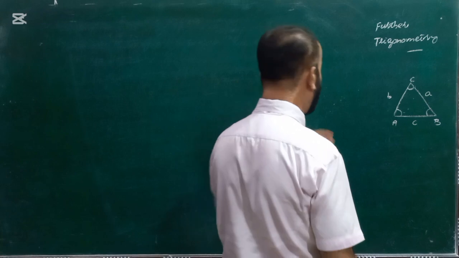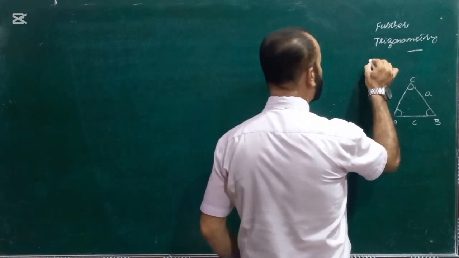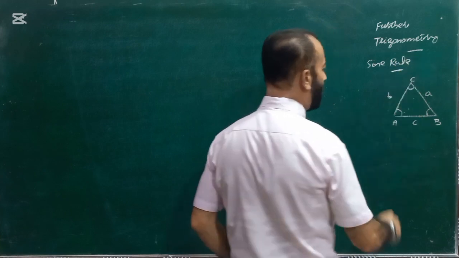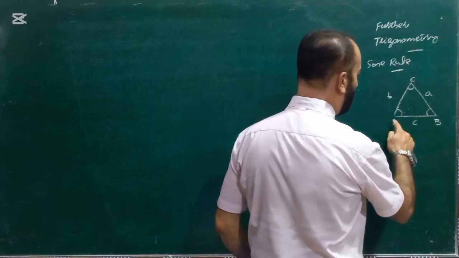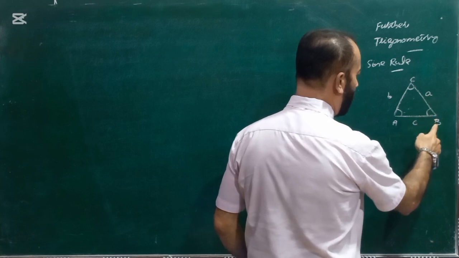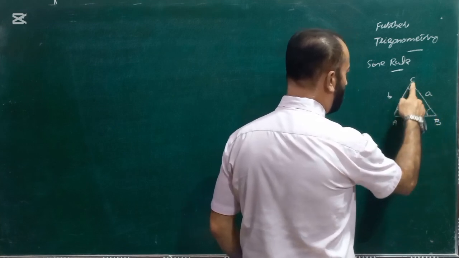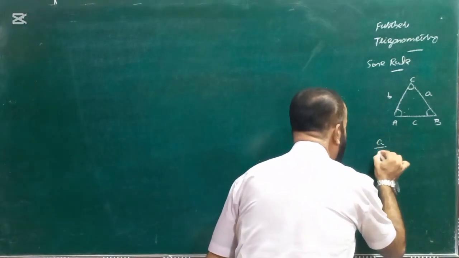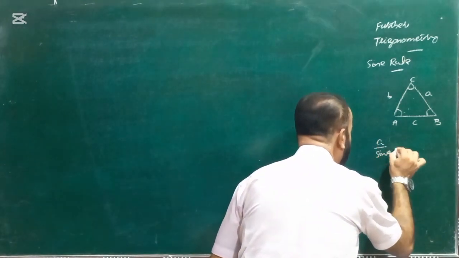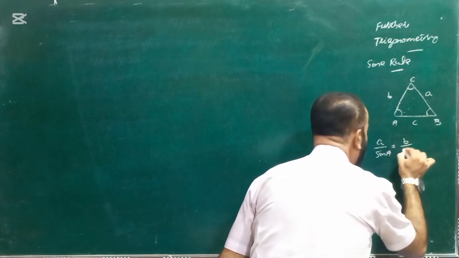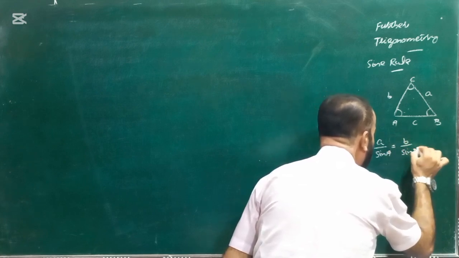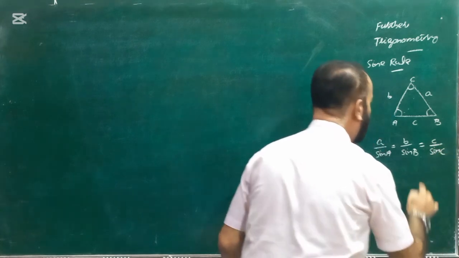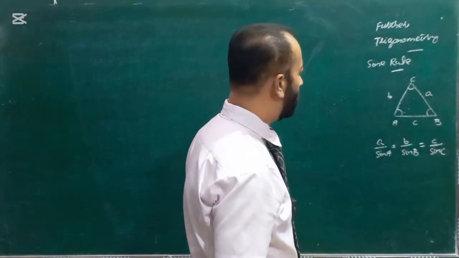The next thing that we are going to read in the further trigonometry is sine rule. So if this is a triangle ABC, the side opposite to capital A is small a, the side opposite to B is small b, and the side opposite to C is small c. So the sine rule is A over sine A is equal to B over sine B is equal to C over sine C. So this is the sine rule.